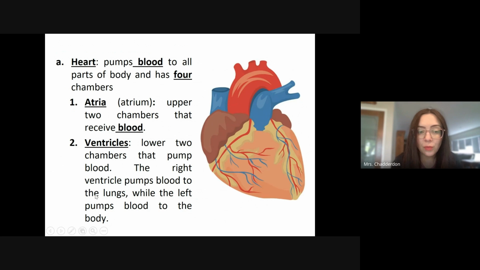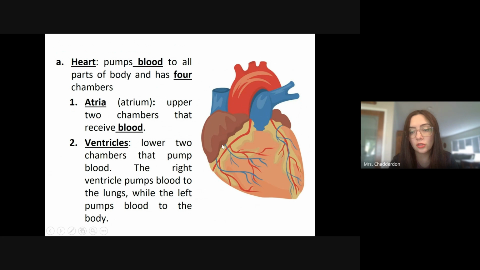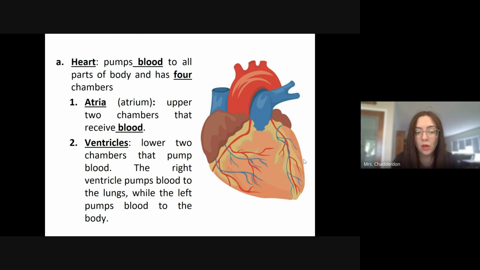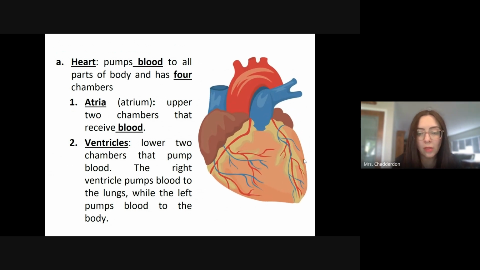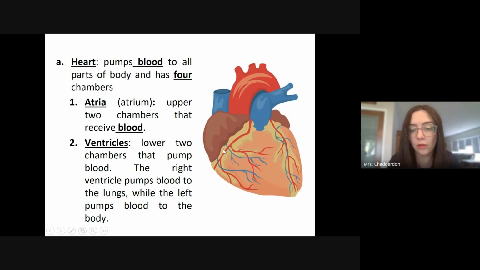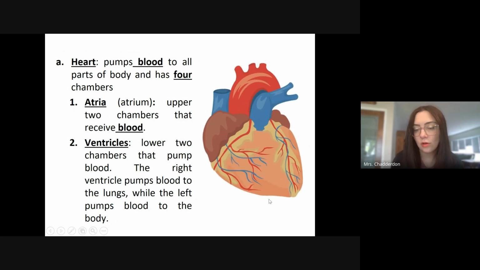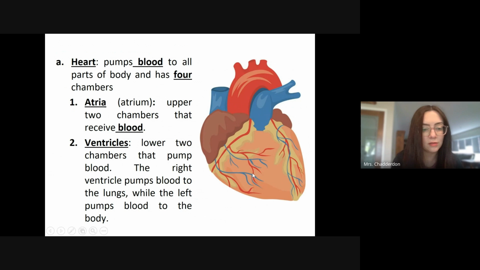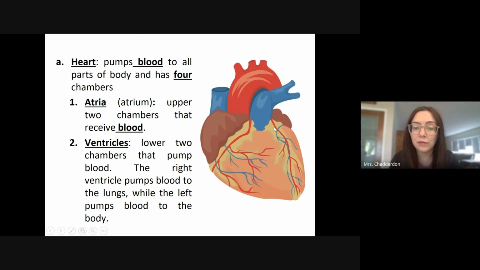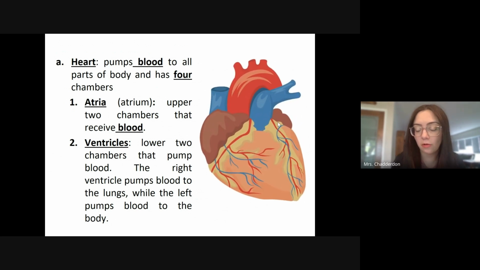Then the other 2 parts are the ventricles, and they are the lower 2 sections of the heart, and they pump blood. The right ventricle, okay, it's on the left because I'm looking at it as if I am facing the heart, okay? So this is the right ventricle. It pumps blood to the lungs, while the left ventricle pumps blood to the entire body, right?